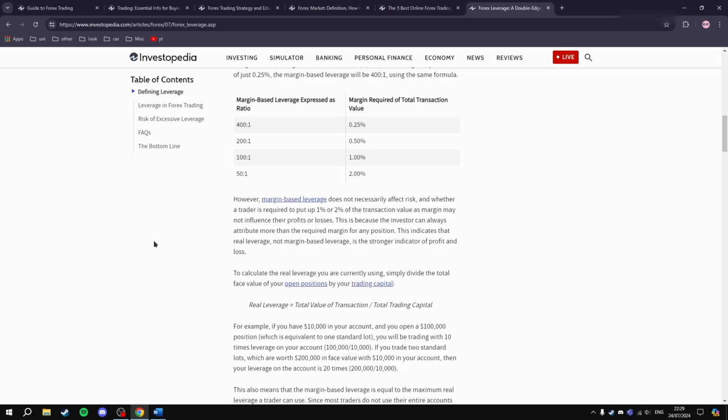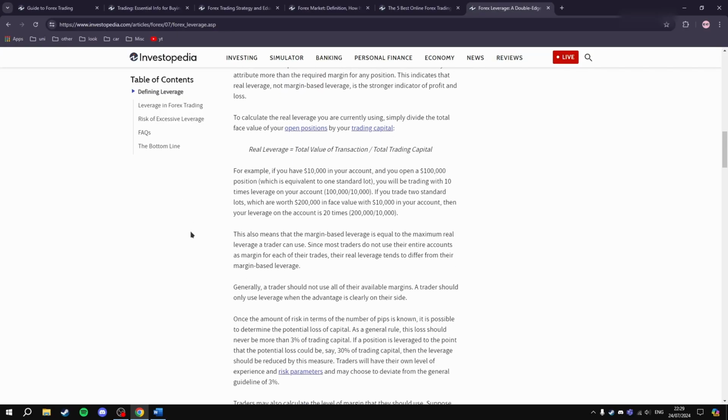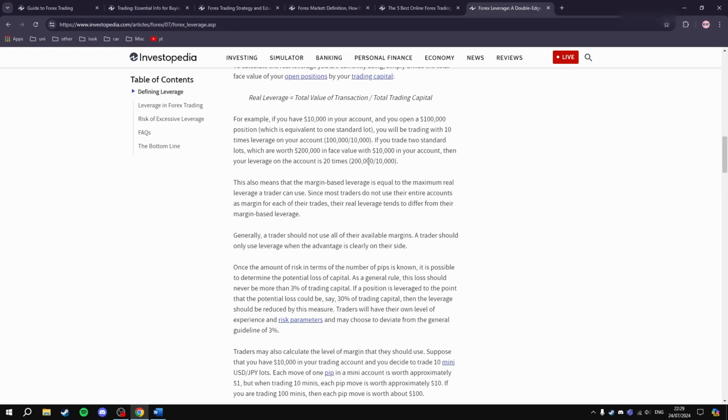To calculate the real leverage you're currently using, simply divide the total face value of open positions by your trading capital. For example, if you have $10,000 in your account and you open a $100,000 position, which is equivalent to one standard lot, you'll be trading with 10 times leverage on your account: 100,000 divided by 10,000. If you trade two standard lots, which are worth 200,000 in face value, with $10,000 in your account, then your leverage on account is 20 times, because it's 200,000 divided by 10,000.